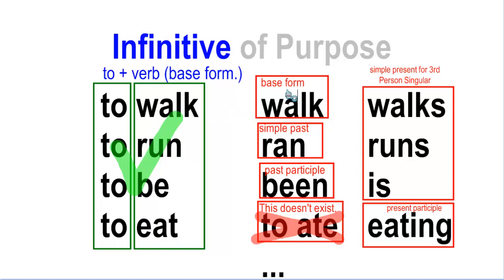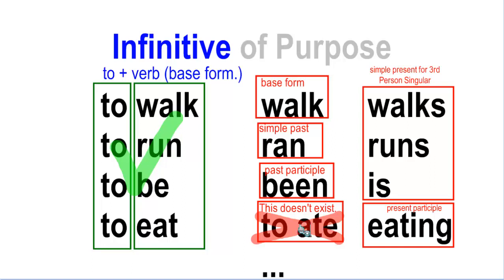An important difference there. Some people say that, yeah, this is the infinitive, but the infinitive without to. No, it's the base form. These here are not base forms. These are the simple present for the third person singular. He walks, she runs, it is, but that's not a base form. The past is not a base form. The past participle is not a base form. The present participle is not a base form. This thing doesn't even exist.